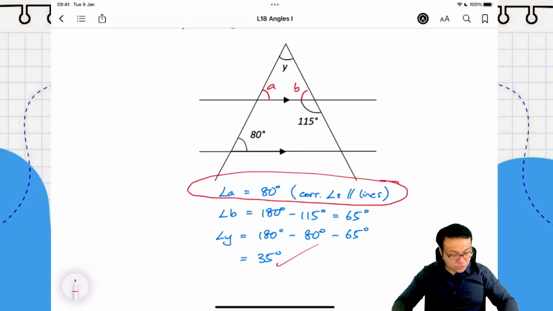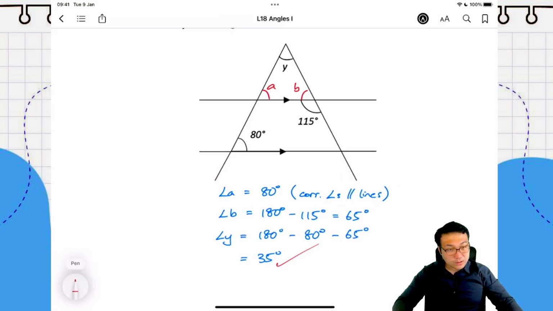Now, students, why did I write this down? I wrote this down to show why angle A equals 80 degrees, because there's a rule related to it. Okay? So I'm going to write down the rule. It is corresponding angles, parallel lines. So this means parallel.